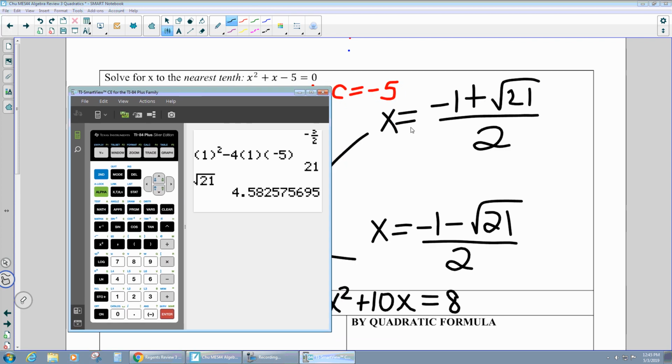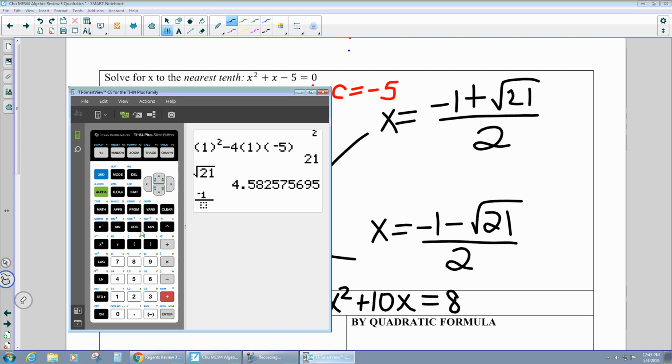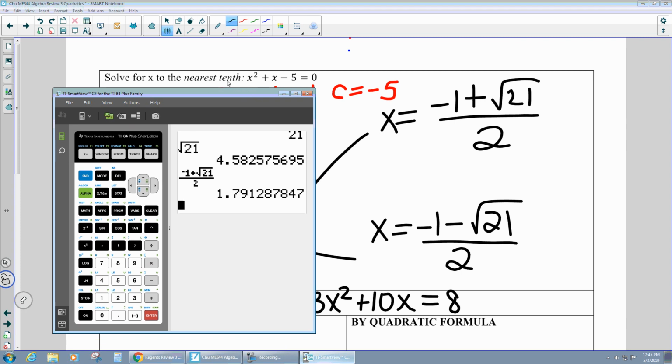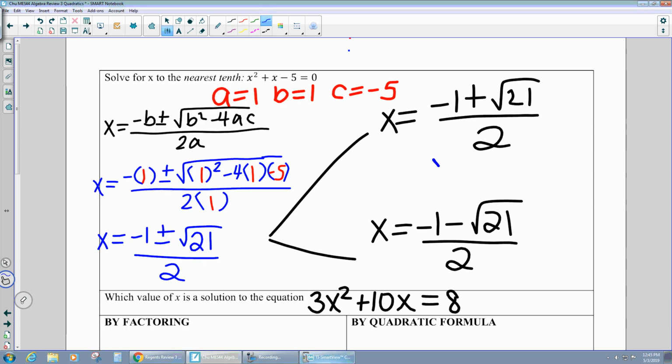Again, to get the fractions, press alpha y equals. And on top, I have negative 1 plus the square root of 21 divided by 2. And I get 1.79. So the problem tells us to solve it to the nearest tenth. The tenth place is where the 7 is. We look at the number next to it. It's a 9. That tells me that I should round it up. So I get x equals 1.8 as one of my solutions.